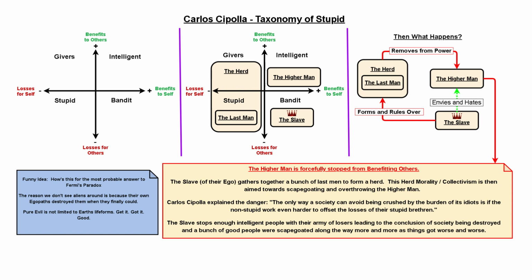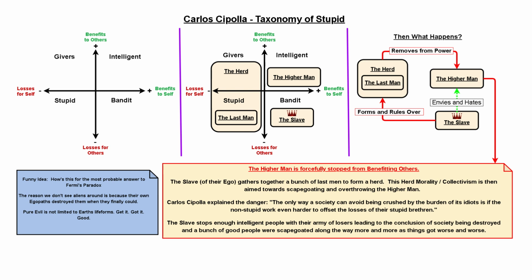And so from the higher man here, when this cycle happens enough, enough good people are taken out of being able to do a good job and help other people. All you're left with is a bunch of the slaves at the top, right? A bunch of egopaths in charge, and then it's fucked. So if we look from the higher man down here, the higher man is forcefully stopped from benefiting others. That's the little note I have at the bottom right here.